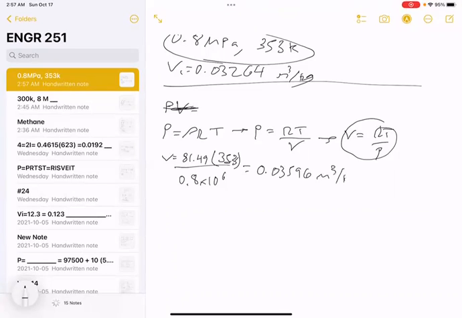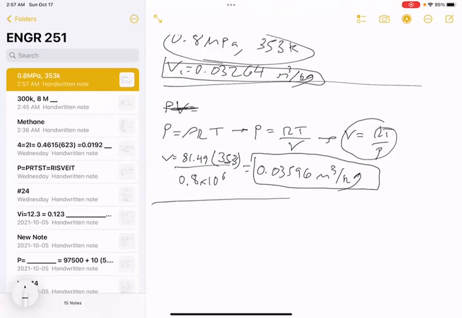meters cubed per kilogram. So comparing these two values so far, see the ideal gas law sort of overestimates it a little bit, but it's not terribly off. 0.32 to 0.35, more like 0.33 to 0.36 if you round it up. Okay, but that's how you would do it using the ideal gas law. And now we're going to do it using the compressibility charts.